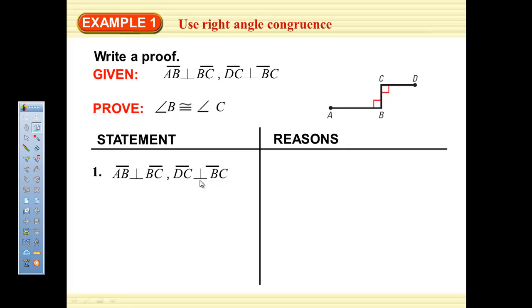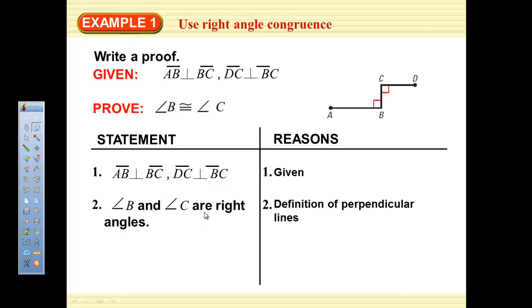We write down what's given, and our reason is it's given. By marking the figure, we're able to write our next statement. Our next statement is angle B and angle C are right angles. And we had a definition that stated that if we have perpendicular lines, then they form right angles. So the reason for this would be definition of perpendicular lines, or you can simply state perpendicular lines form right angles.